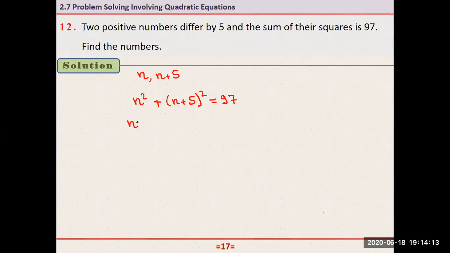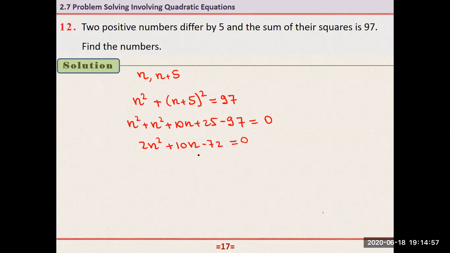So here we have n squared plus, expand this, n squared, 2 times n times 5, that's equal to 10n, plus 25. And also take this to the left hand side, we have 97. On the right hand side we have 0. So now if we simplify this, n squared plus n squared, that's equal to 2n squared. And we do not have any like terms with n, that is just 10n. 25 minus 97, that's equal to minus 72, right? Because 72 plus 25 is equal to 97. That's equal to 0.